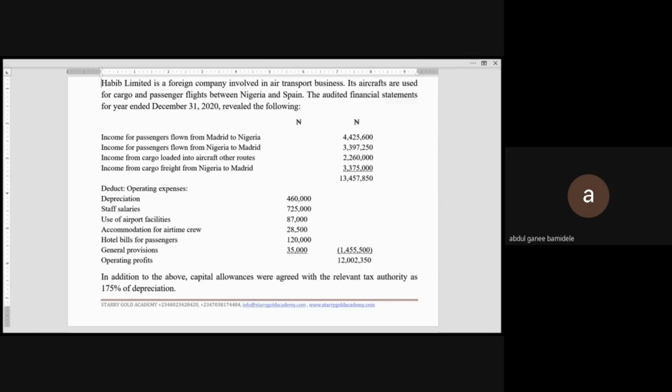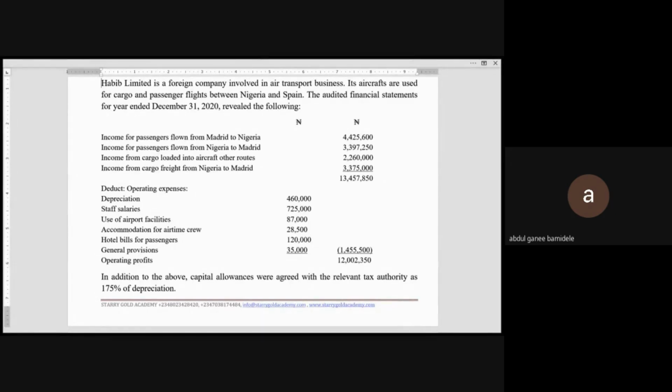Maybe the other one is because they put it from Madrid to Nigeria. That's why he said no. This one now, they said it was loaded into aircraft on other routes. I think it's still the same thing, because this one is another route, not from Nigeria, meaning from other countries. Because it's not put from Nigeria.